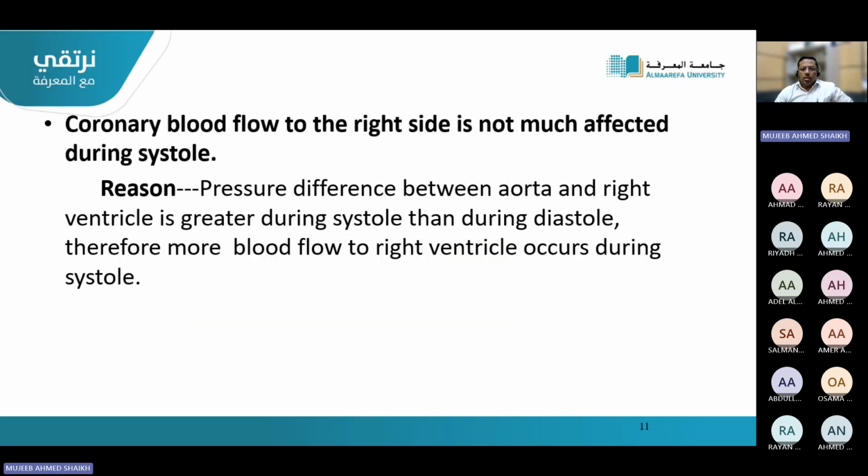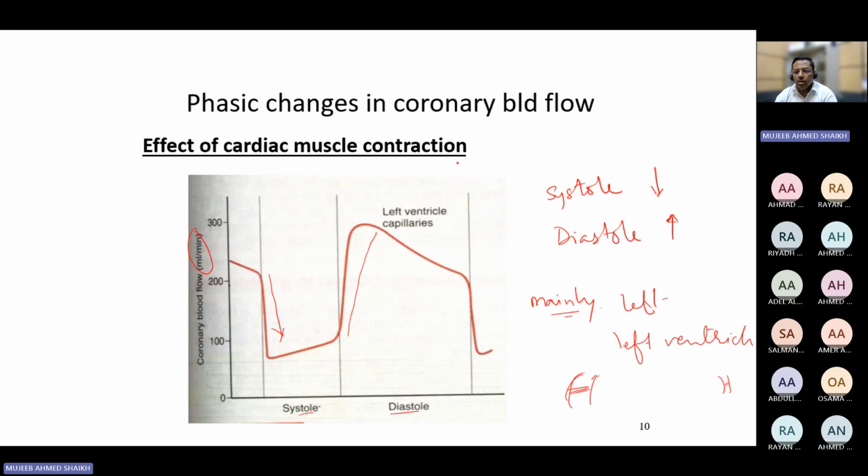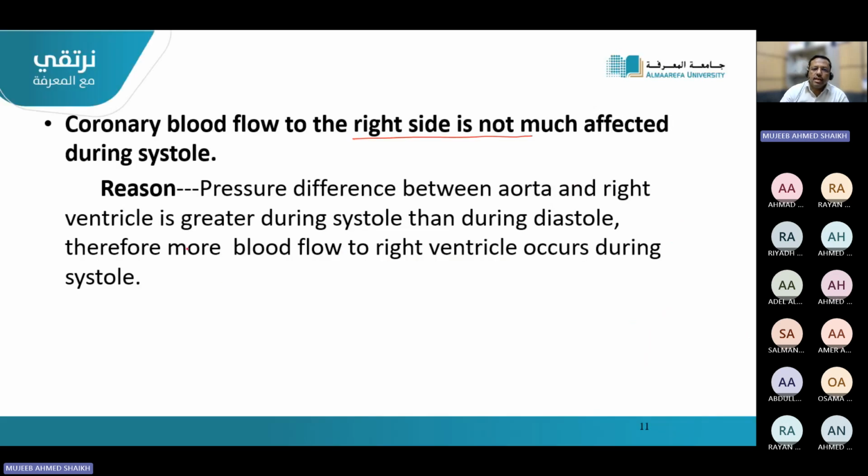Okay. So coronary blood flow to the right side is not much affected. As I told you, during systole, the flow will decrease, but this decrease will be seen on the left side mainly, not on the right side. Why right side is not much affected during systole? Because the flow will occur.